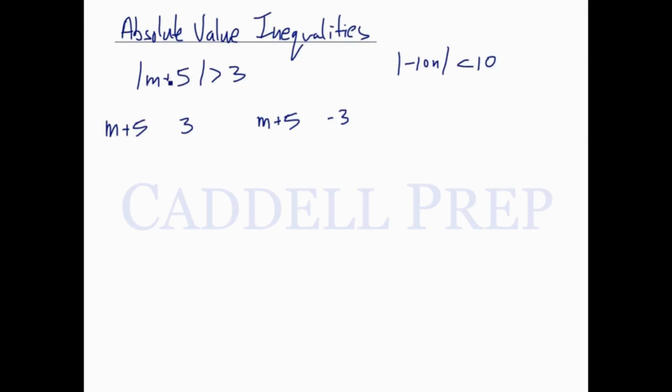Alright, so now think back to our rules for inequalities. If we multiply or divide by a negative number, we have to reverse the sign. So for this one, since we're keeping it the same, let's keep the sign the same. But in this one, we switched it from 3 to negative 3, so let's reverse the sign. Alright, so now let's solve. We have minus 5, minus 5. M is greater than negative 2. Then here, minus 5, minus 5. M is less than negative 8.